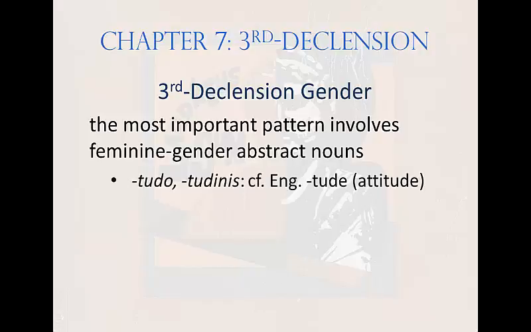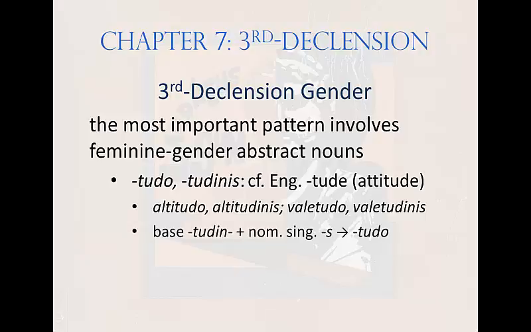The next pattern is tudo-tudinis. Many English words ending in tud, such as attitude, are borrowed from Latin words which have this suffix. Here are 2 examples of that category: altitudo, altitudinis, meaning height, and valetudo, valetudinis, meaning health. Here the base tudin is added to the nominative singular s and suffers considerable contraction down to tudo.